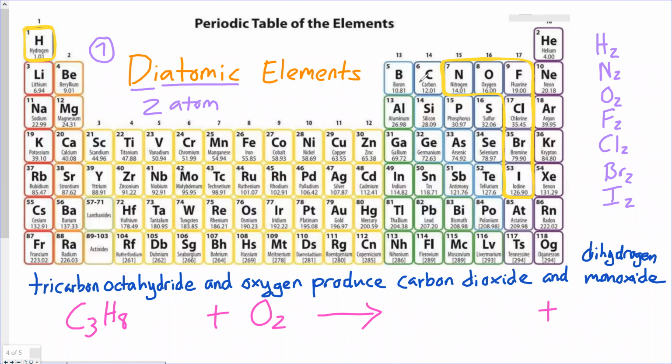So for example, on this other side, we have carbon dioxide. Carbon dioxide, what am I going to write for that?